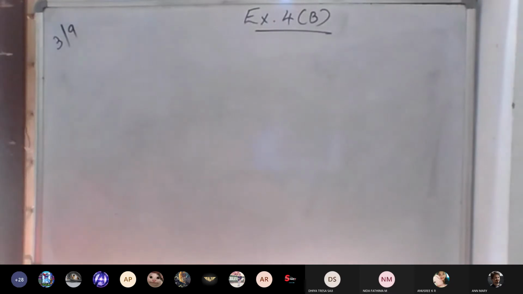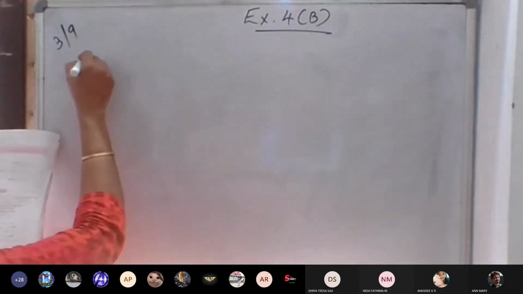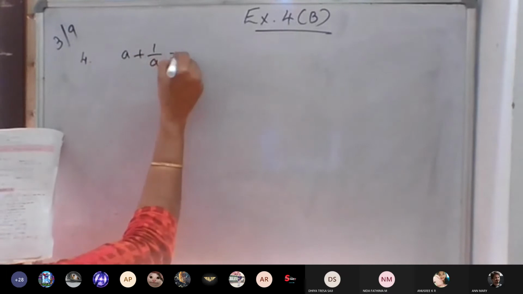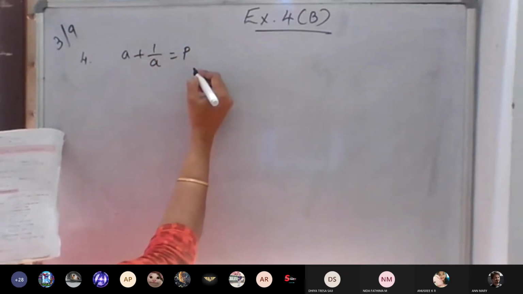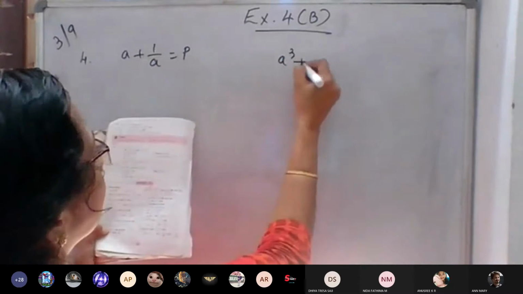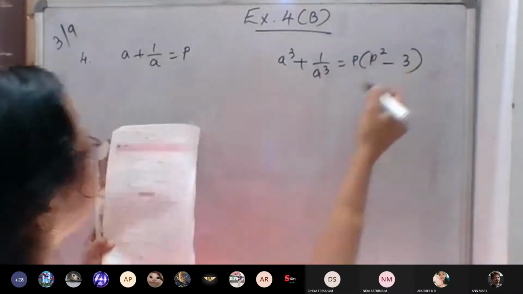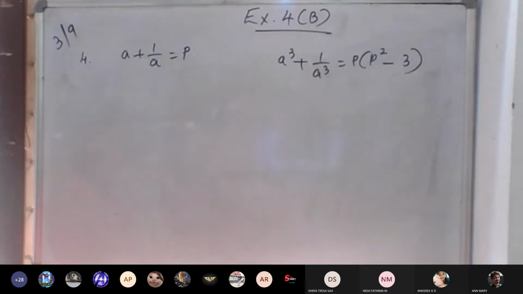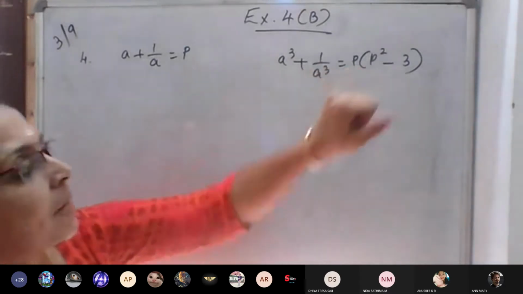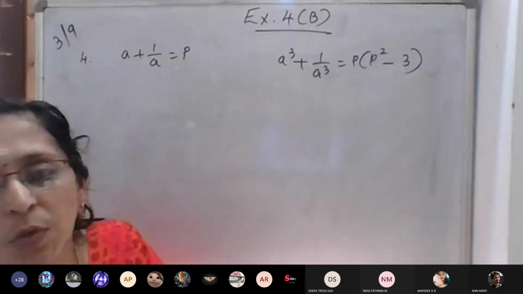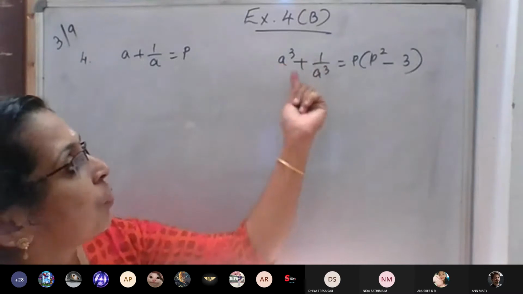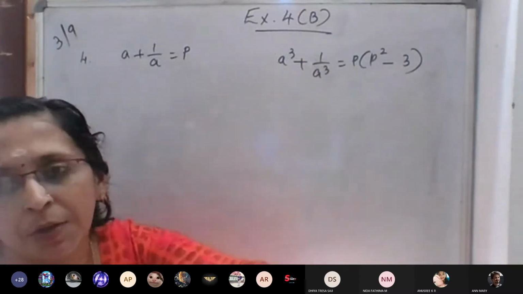The next question. Question number 4. a plus 1 by a is equal to p, with p given instead of a number. Fourth question: a plus 1 by a is equal to p and a not equal to 0. Then show that a cube plus 1 by a cube is equal to p into p square minus 3. The question is about cubes: we have to find a cube plus 1 by a cube.